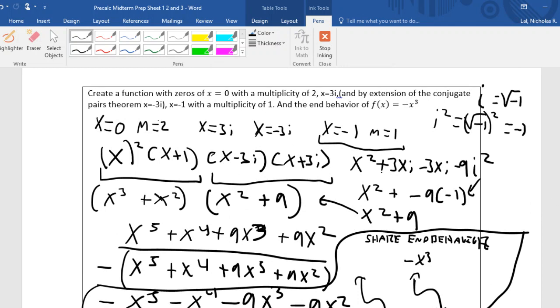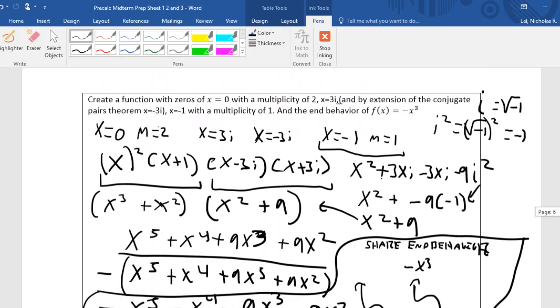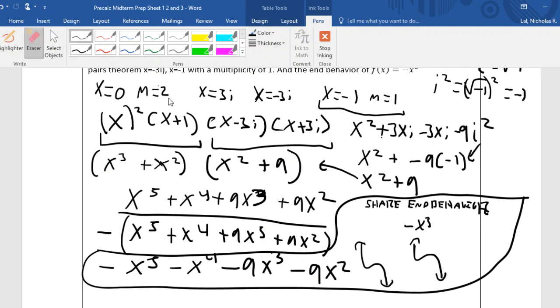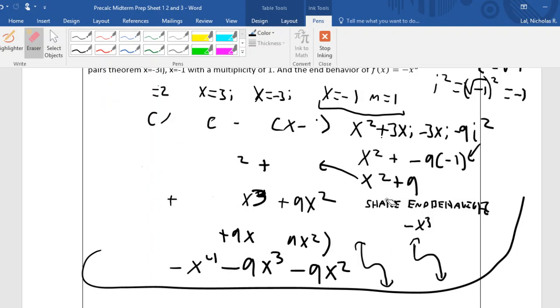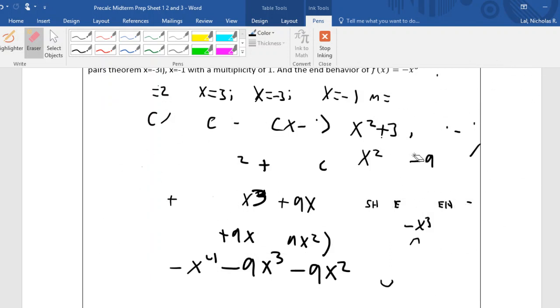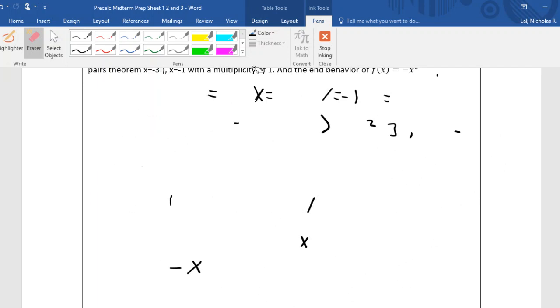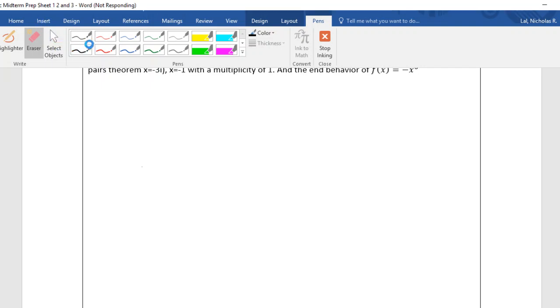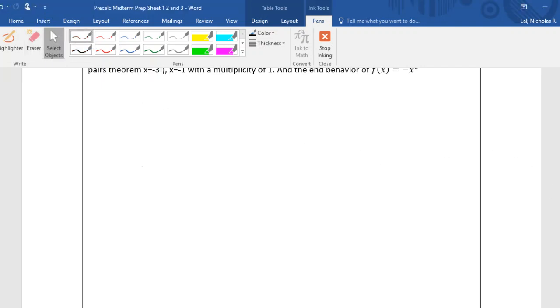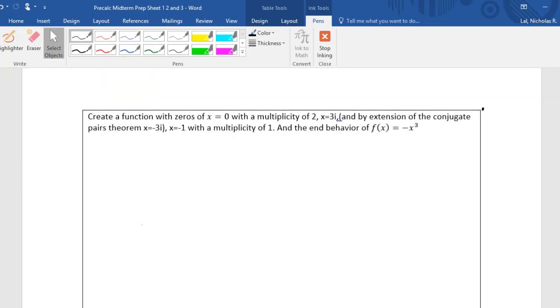So I already have some work here. I'll erase it so I can do it from scratch. Alright, so create a function with zeros.